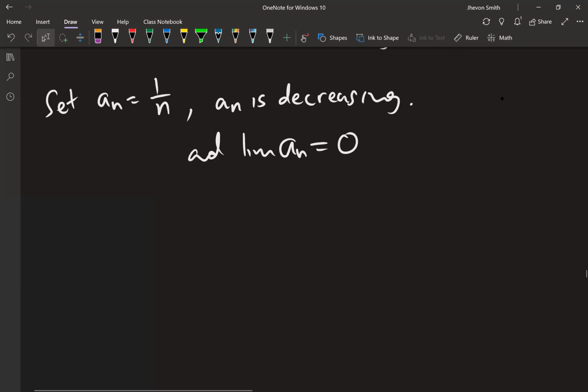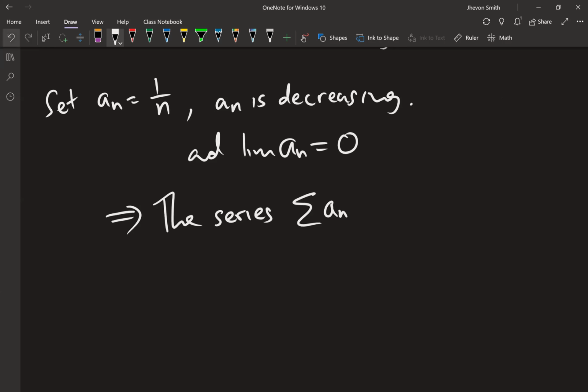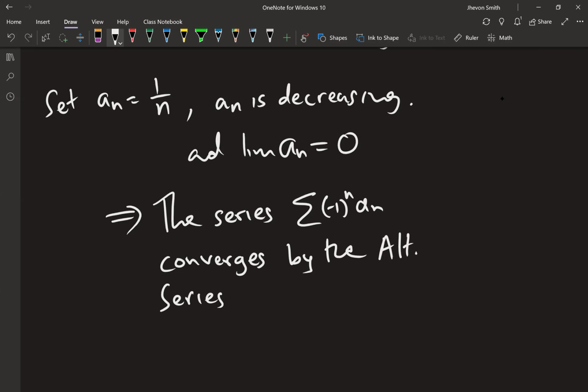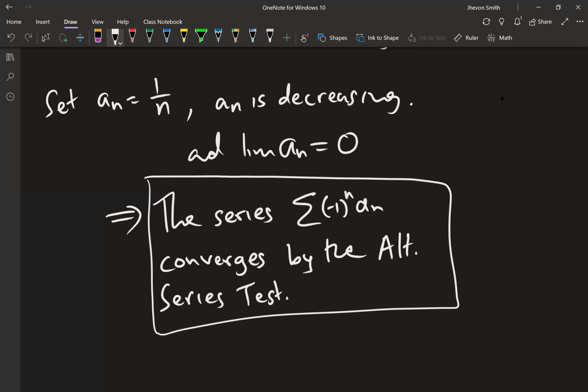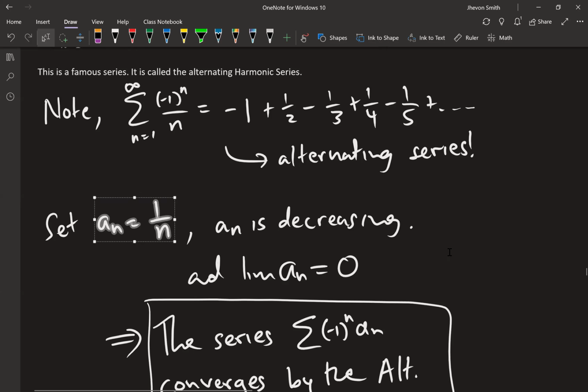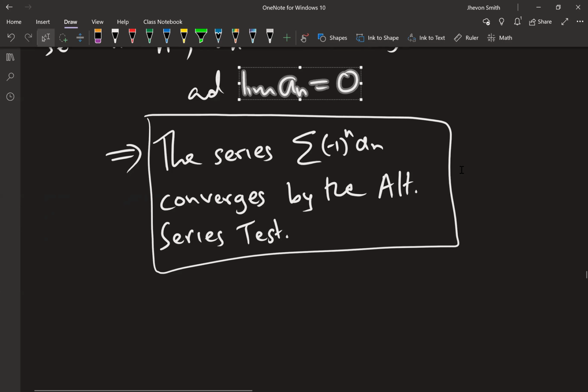Once I do that, it means the series of (-1)^n a_n converges by the alternating series test. And that's basically it. It's decreasing. Here it's pretty obvious that 1 over n is decreasing because the numerator stays still and the denominator is increasing. So now just find the limit. The limit equals 0, which means it converges.